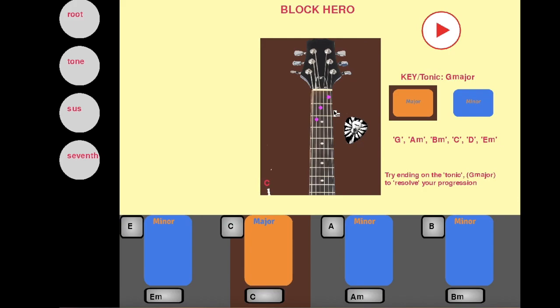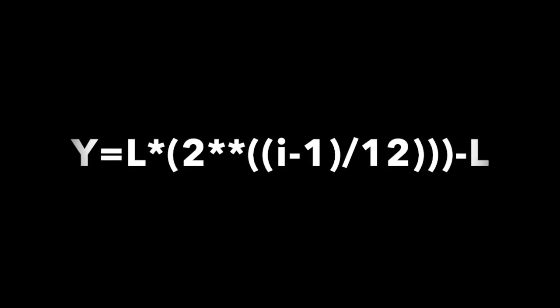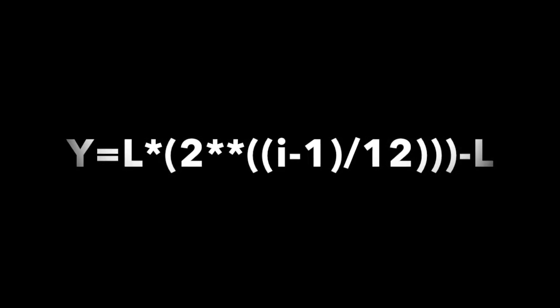The Y position of the circles was determined using a logarithmic scale based on 12-tone equal temperament or 12-TET tuning on a string of length L. In this equation, L is the length of the string and I is the finger position.